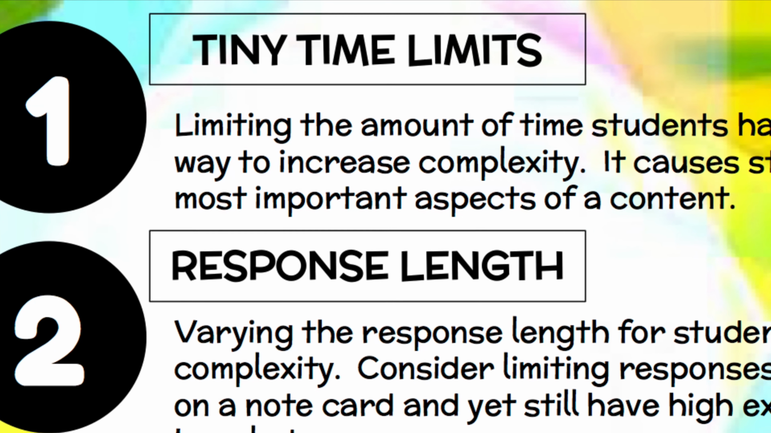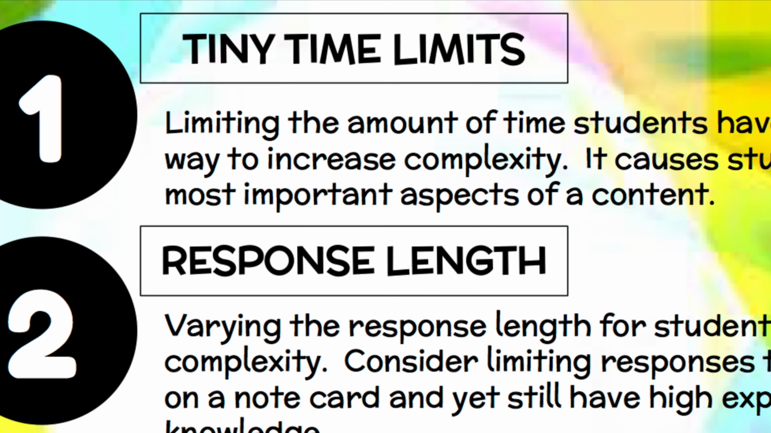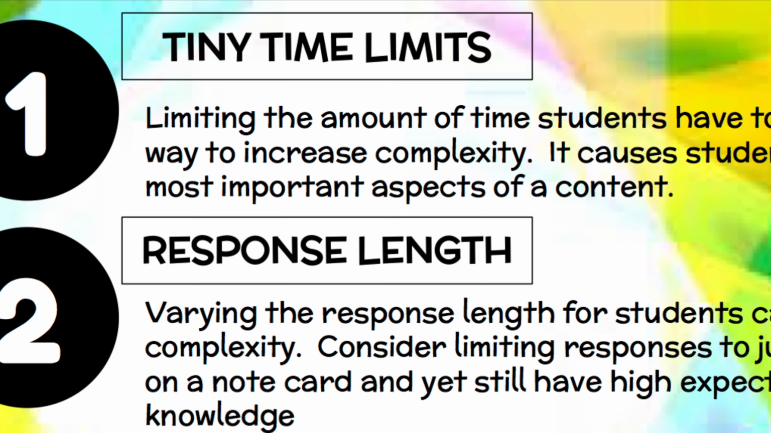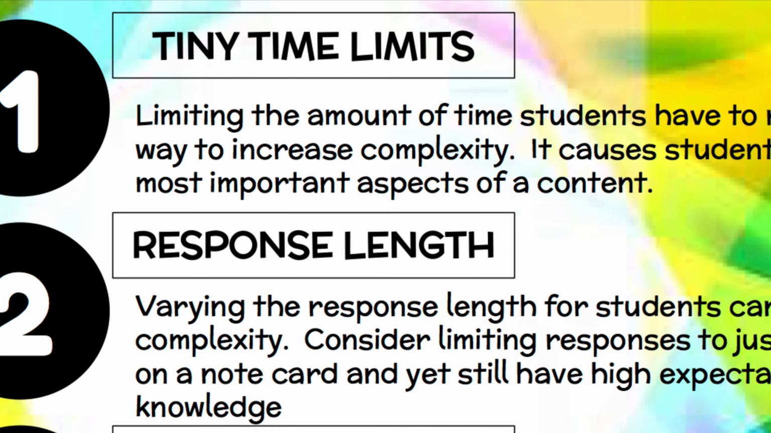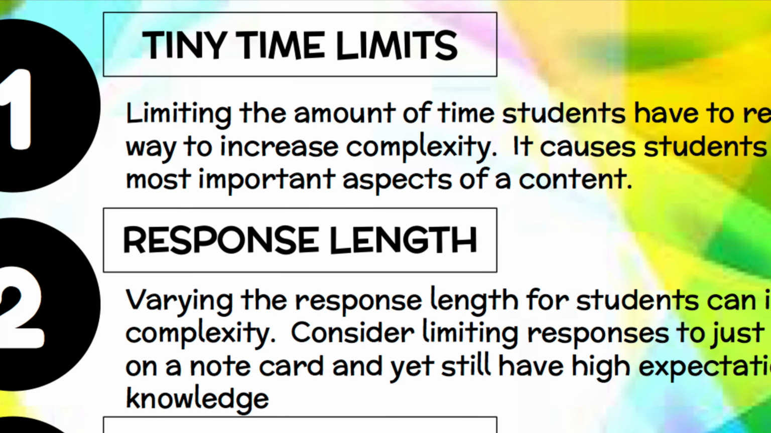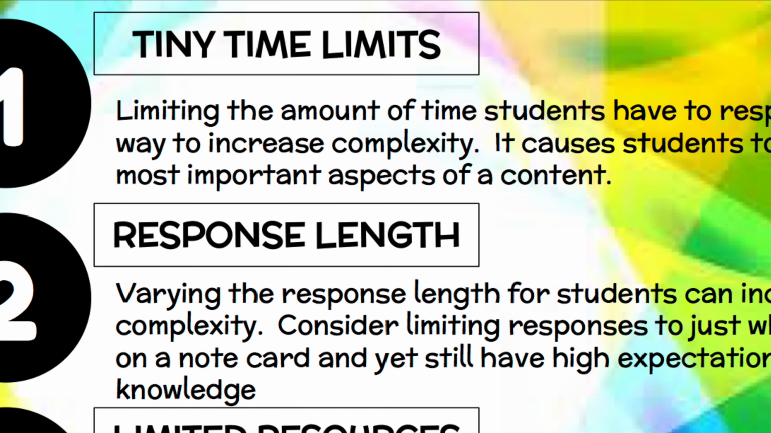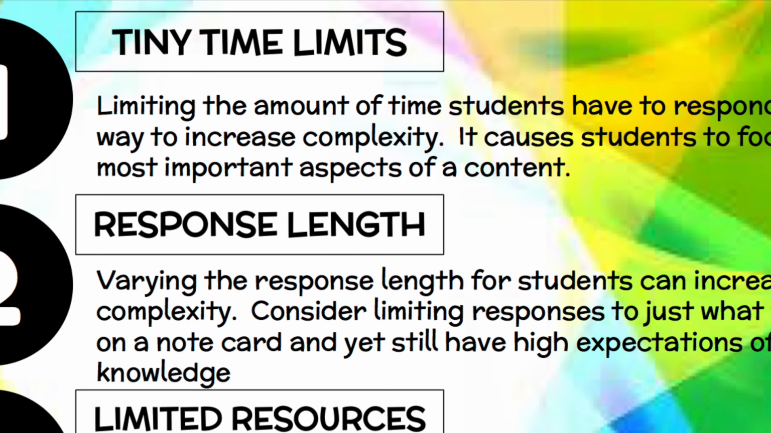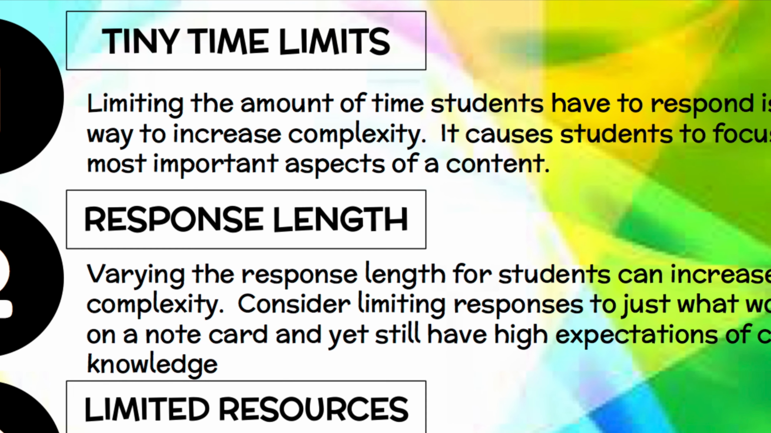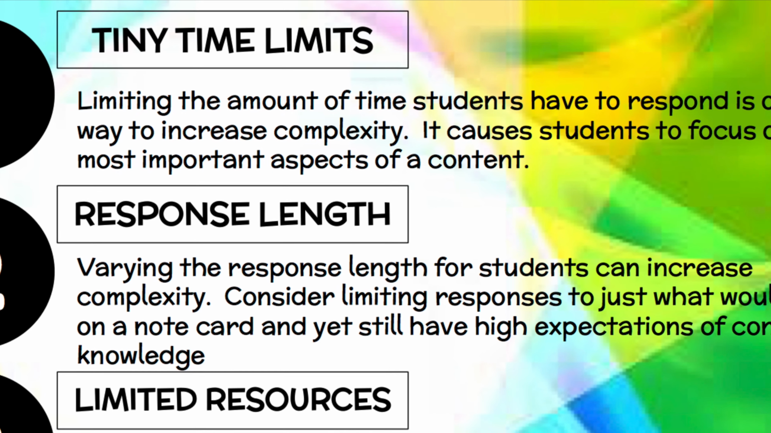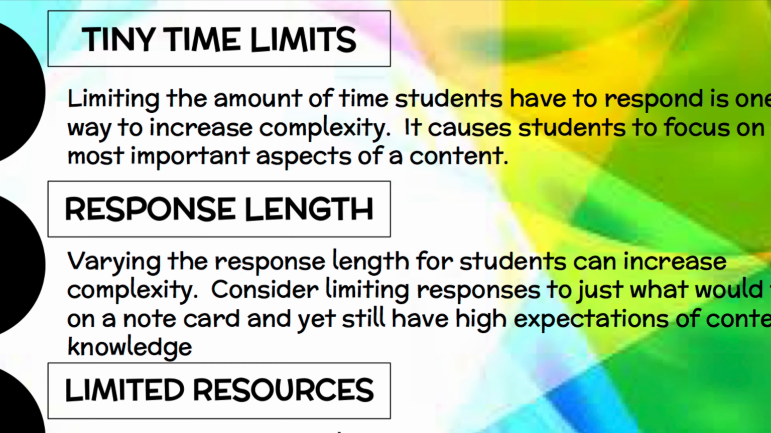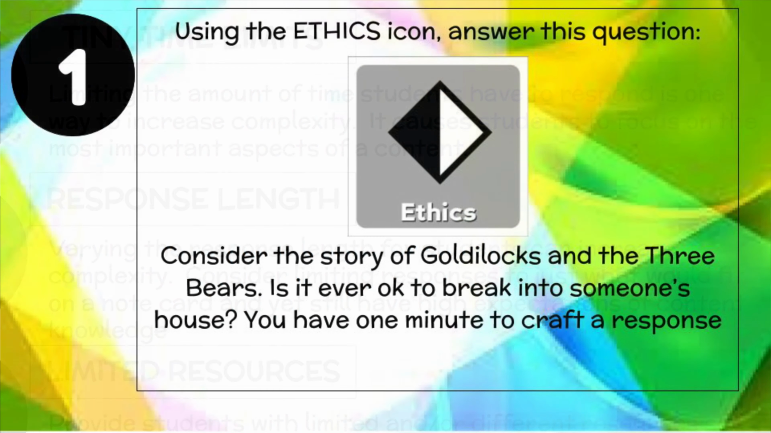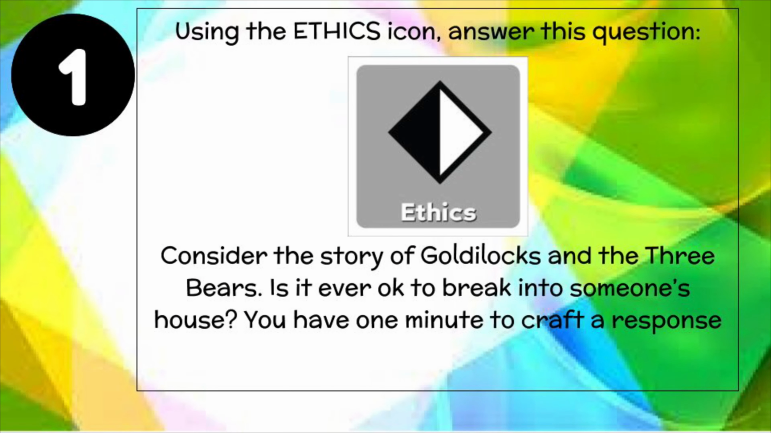This strategy can be used in a variety of ways. Think, pair, share, quick jot and discuss, Socratic seminar, and so on. Students can listen to or read content and then be given 30 seconds or a minute to formulate a response. This strategy, coupled with a depth and complexity icon, can be an amazing way to increase complexity by narrowing the focus even more. For example, the teacher might say, using the ethics icon, answer this question.